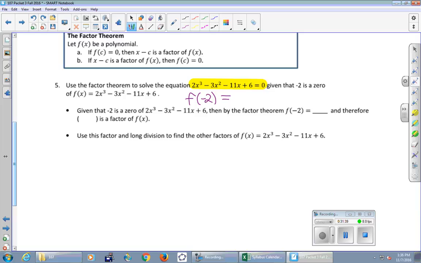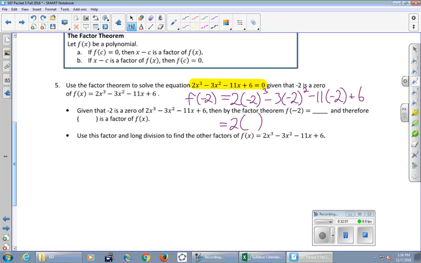The formula is given here on the left. So 2 times negative 2 cubed, right? See what we're doing? Minus 3 times negative 2 squared, minus 11 times negative 2, plus 6. Just plugging negative 2 in, no calculators here.